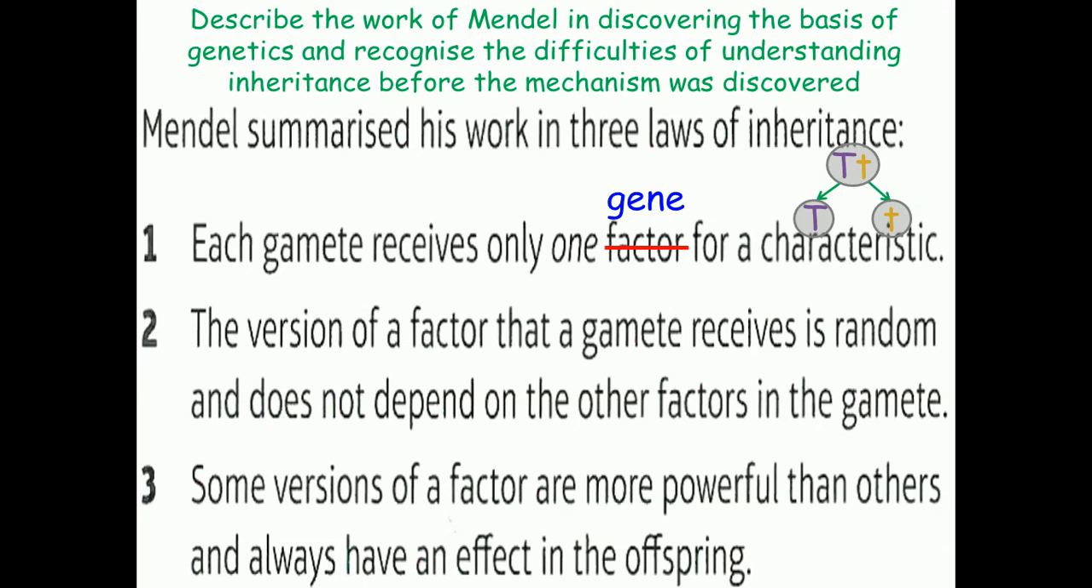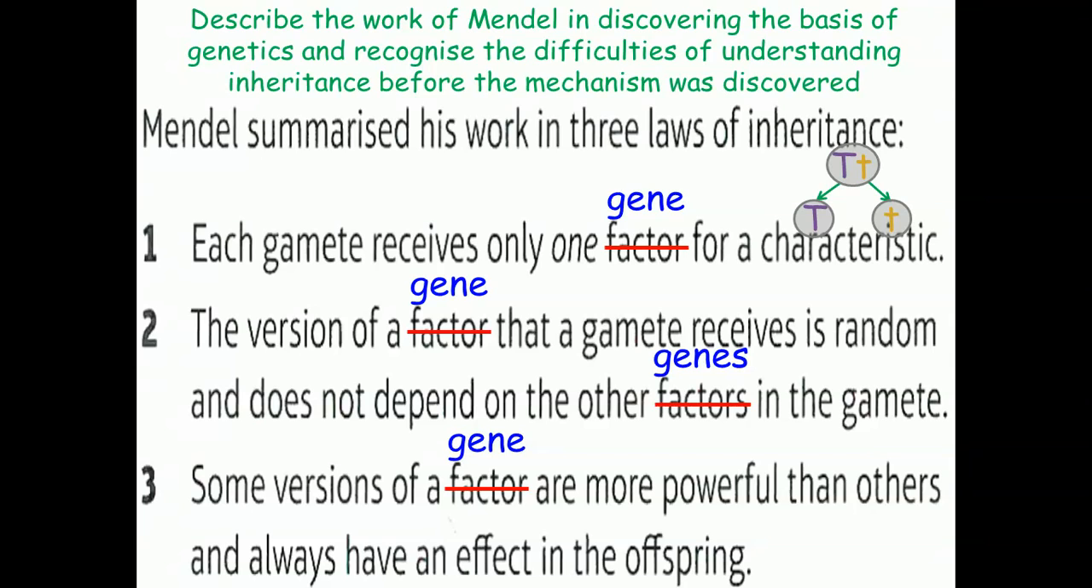Then the version of a factor that a gamete receives is random and does not depend on other factors. So that just means that one gene has no effect on another gene that's inherited. So it could be that having a tall allele means that what's being inherited will not affect, say, a different characteristic in the P's.